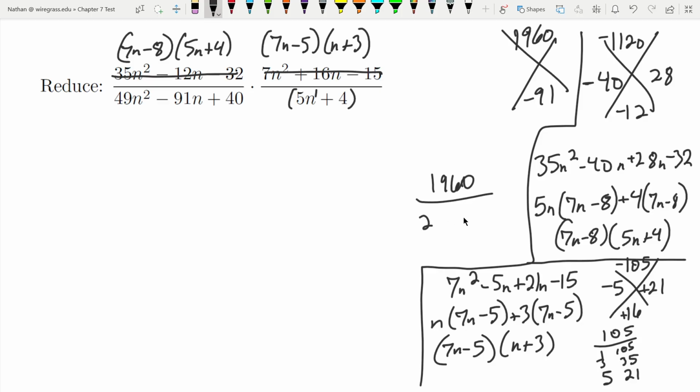Because they're so far apart here, I think I can just do it this way. 1960, 980. That's way too far apart. I can take a 7 out of here. 7 goes into 49, and 49 times 40 is this, so 7 can definitely go into there. I get 280, so I'm still too far apart. I need numbers that are closer. 8 can go into 40, so I can divide this by 8. I get 245, so that's still too far apart. So I need to find numbers that are closer together.